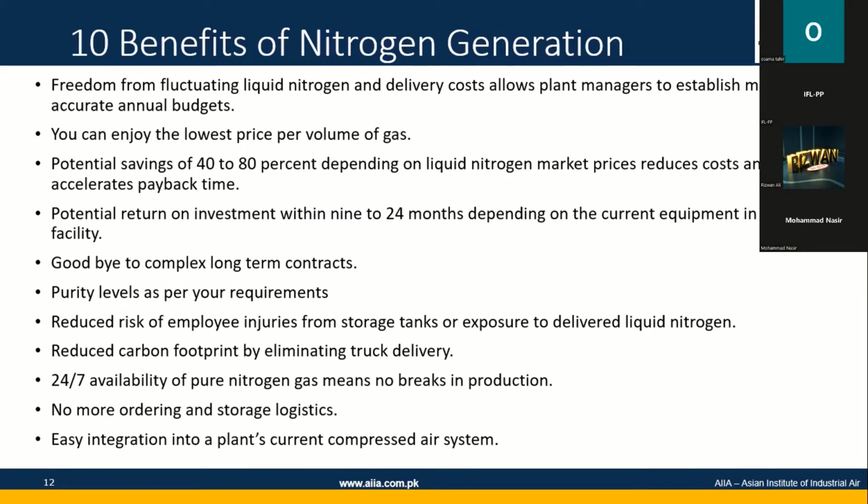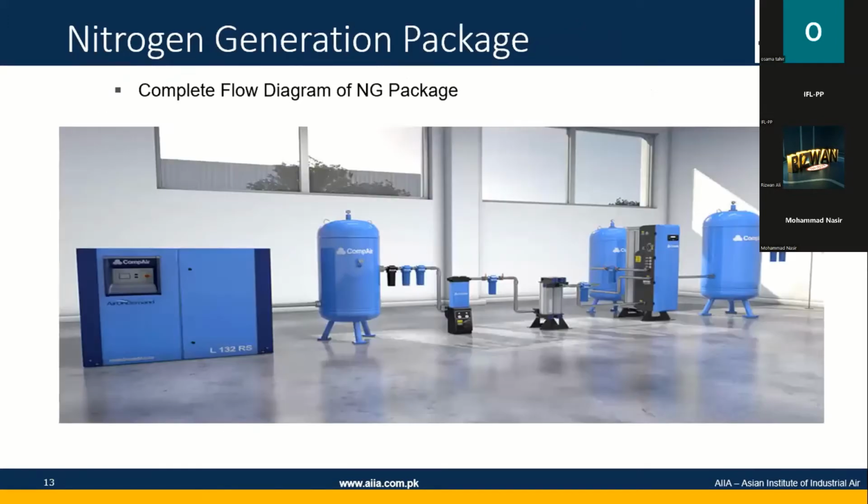So let me show you an overview of this whole nitrogen package. Basically, it starts with the compressors. I've told you that to get nitrogen, you need dry, compressed air at the inlet of the nitrogen generator. This is the basic requirement. To get that, we need this instrument air setup. Most customers already have this. You need a compressor, then there is a wet dryer.